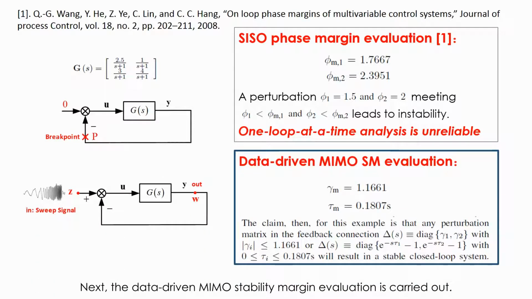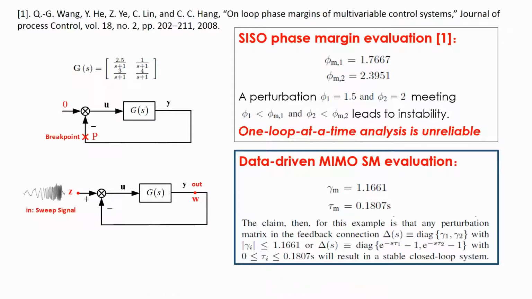Next, the data-driven MIMO stability margin evaluation is carried out. When a gain or a time delay perturbation meeting the given stability margin is added into the system, the closed-loop system can still keep stable.